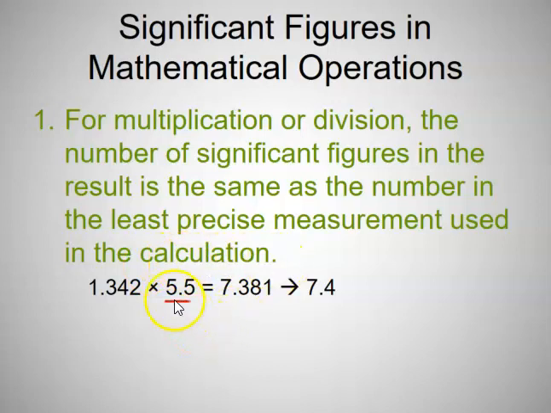Cool. So the answer's got to have 2, which means you're going to have to round the thing. So 7.381, you're going to round that so it has 2 sig figs. The 3 goes up because there's an 8 there. Boom, it gets clicked up.